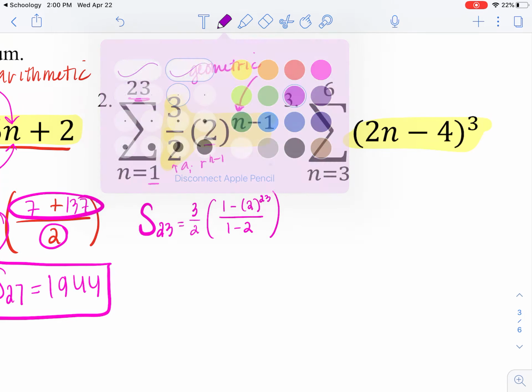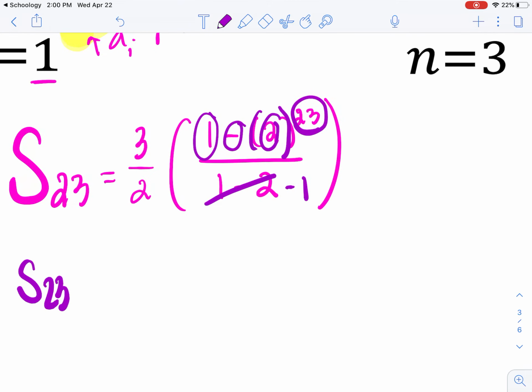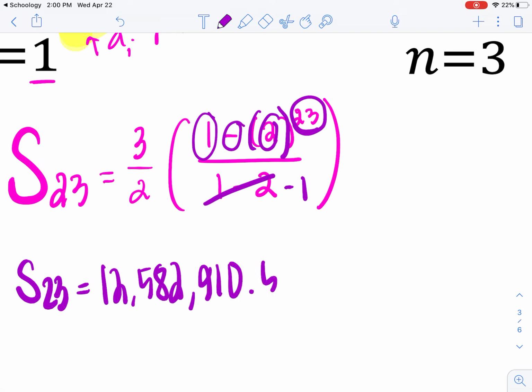Okay, so now the only mistakes you can make here is putting in your calculator wrong. So we're going to do some mental math. 1 minus 2 is -1. Now I'm going to do 1 minus parentheses 2, close the parentheses, to the 23rd power, enter, divided by -1, enter, times 3/2, enter. So I get the sum of the geometric series is 12,582,910.5.